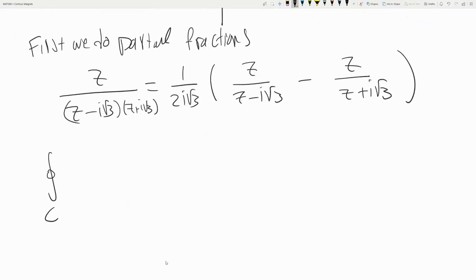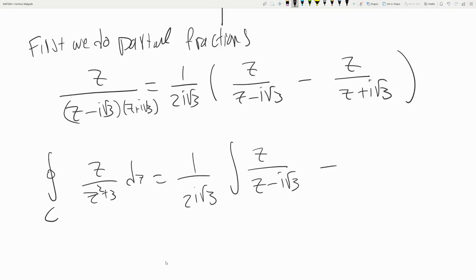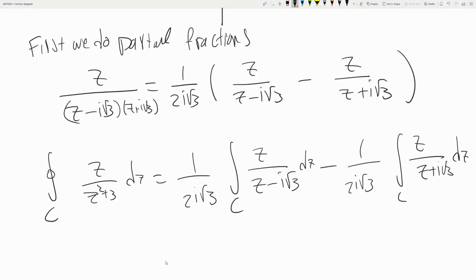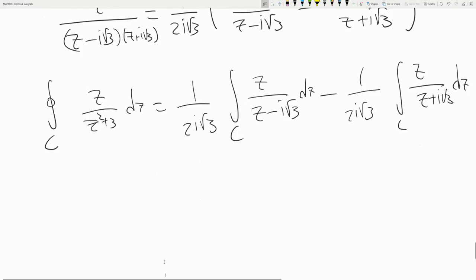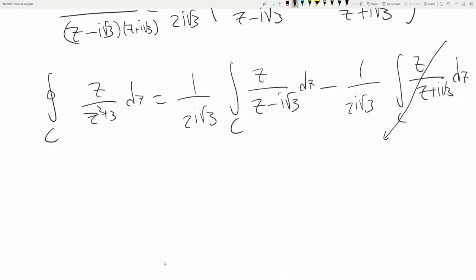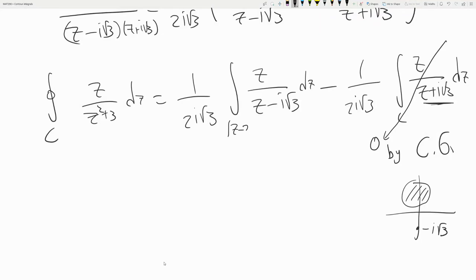So we have the integral. We split it by linearity. Okay, good. By Cauchy-Goursat, this is 0, because it has no pole inside the circle. Its pole is down here. But yeah, this guy has a pole. Okay, good. So let's write the circle.